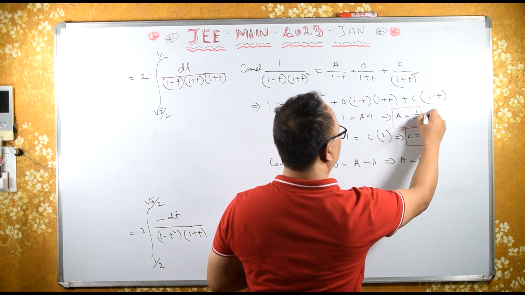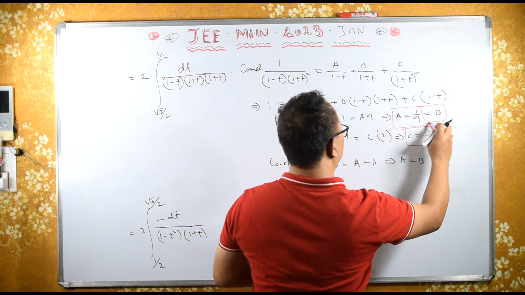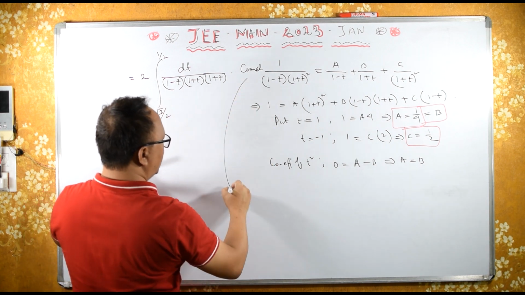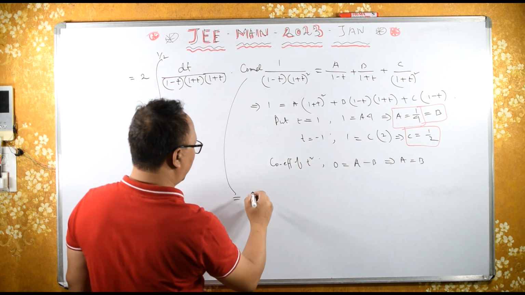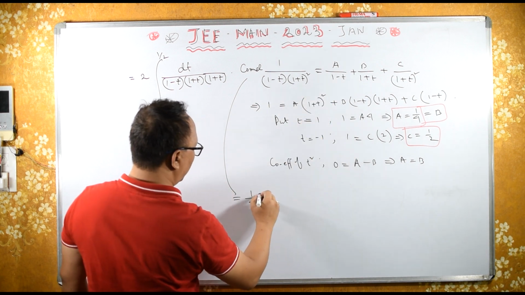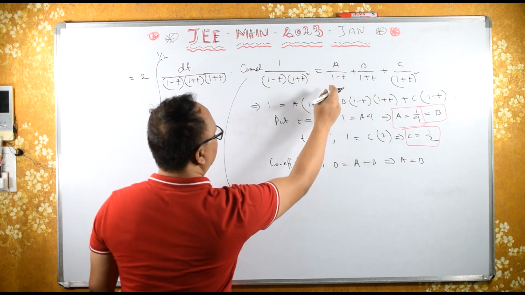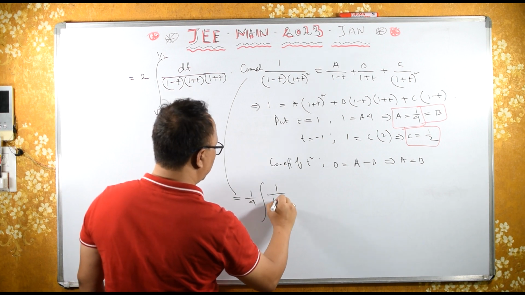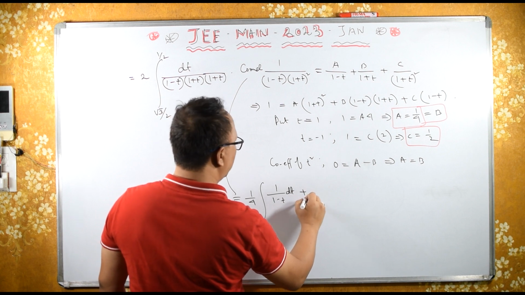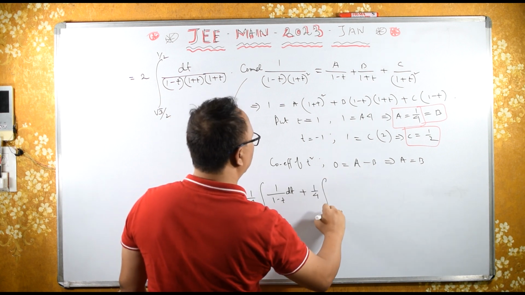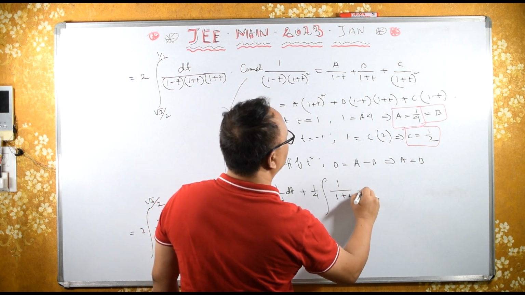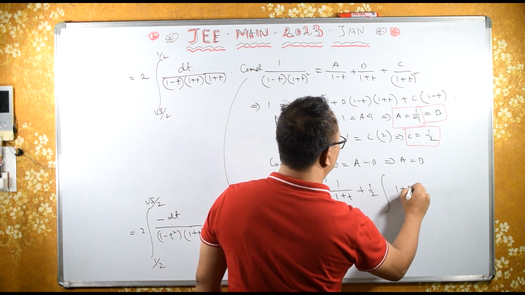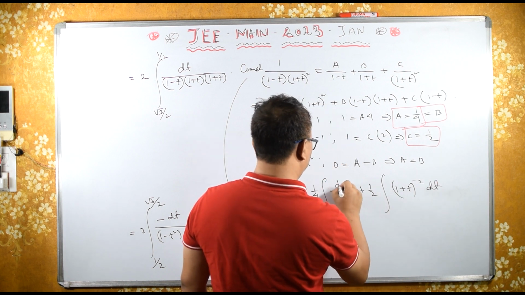Therefore this equals what? b, means this. So let's substitute over here. And therefore this integral equals, what is a? a is 1 by 4. So 1 by 4 integral 1 by (1 minus t) dt, plus b is what? b is also 1 by 4, integral 1 by (1 plus t), plus c is what? 1 by 2, integral. So I will write (1 plus t) raised to minus 2 dt.